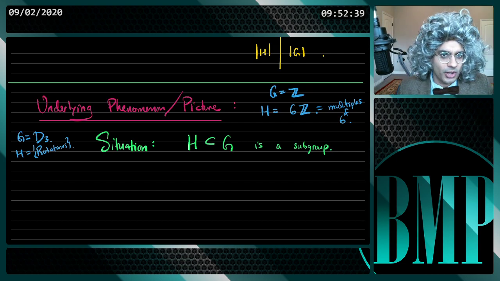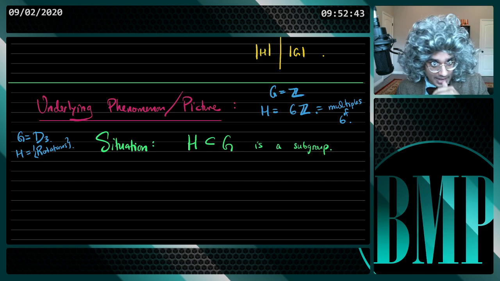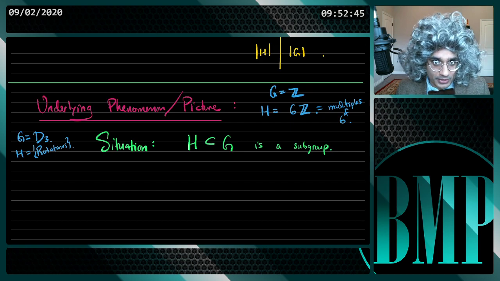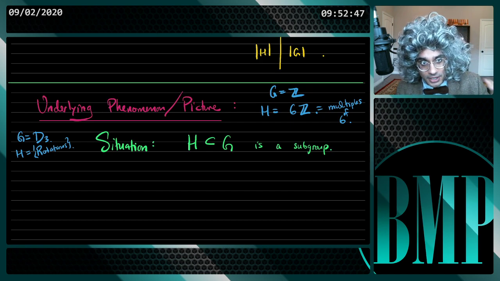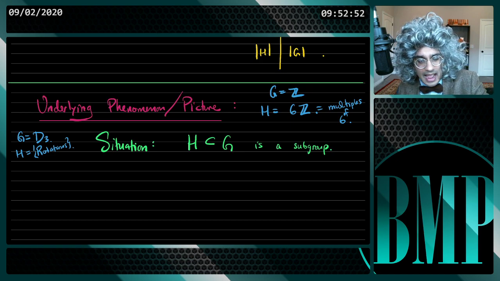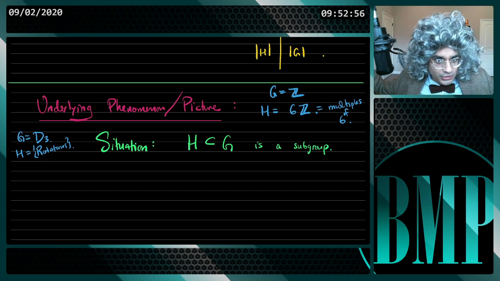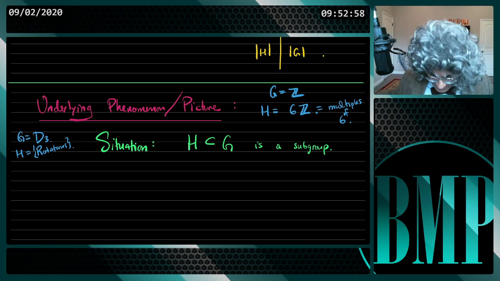So that's the situation. All we have is a group and a subgroup. And notice that I chose an infinite example as one of my examples, and that's because this underlying phenomenon and picture is true outside of the finiteness hypothesis. It's just generally true, a super general phenomenon and picture.